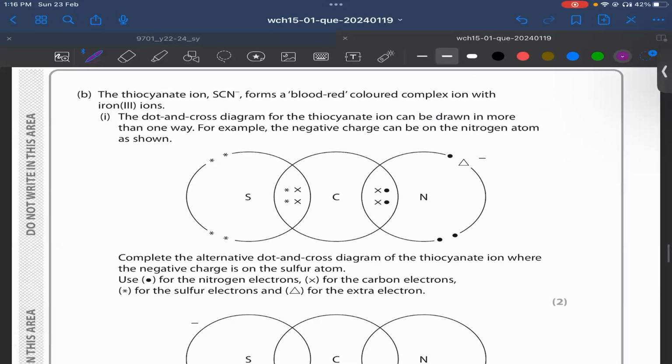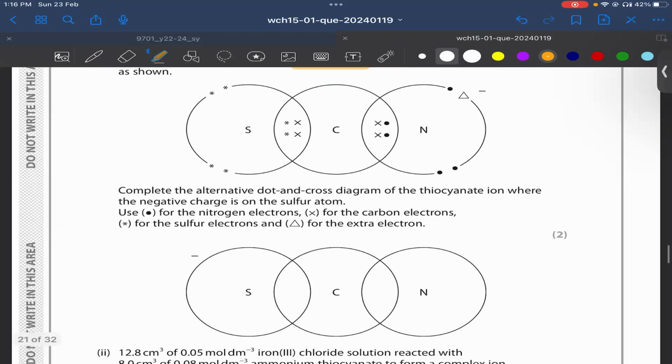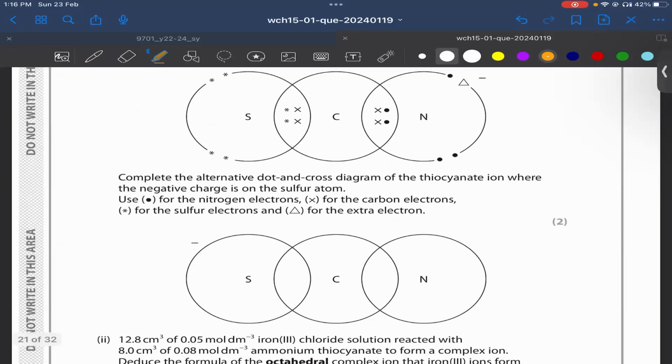Okay, the next part: the thiocyanate ion SCN- forms a blood red colored complex ion with iron(III) ions. The dot and cross diagram for the thiocyanate ion can be drawn in more than one way. For example, the negative charge can be on the nitrogen atom as shown. So this is the dot and cross diagram of the thiocyanate ion in which the negative charge is on the nitrogen. Complete the alternative dot and cross diagram of the thiocyanate ion, where the negative charge is on the sulfur atom, not on the nitrogen.